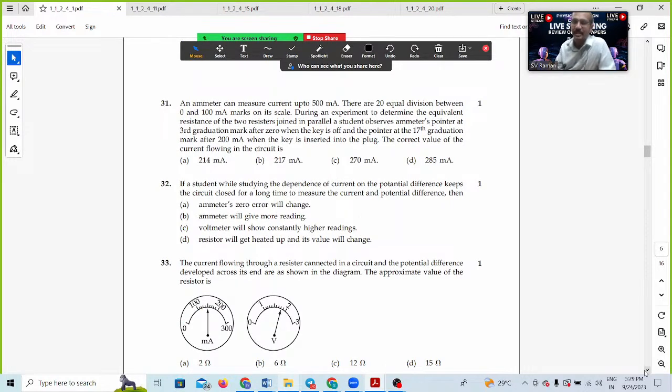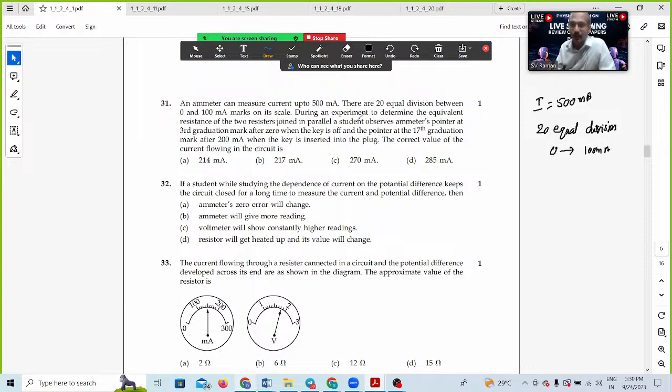Yes, 31 question. You can see how to answer this question. An ammeter can measure current up to 500 milliamperes. That is the current. There are 20 equal divisions between 0 to 100 milliamperes.